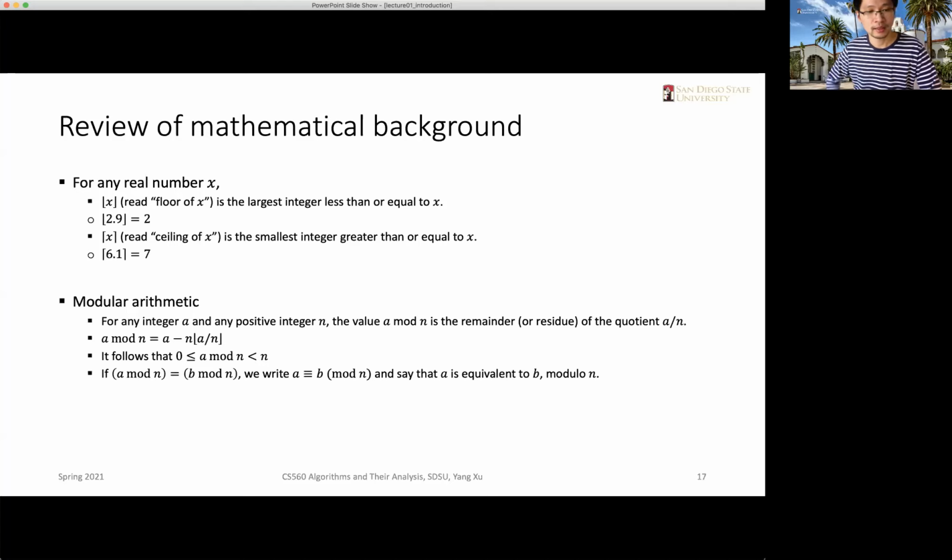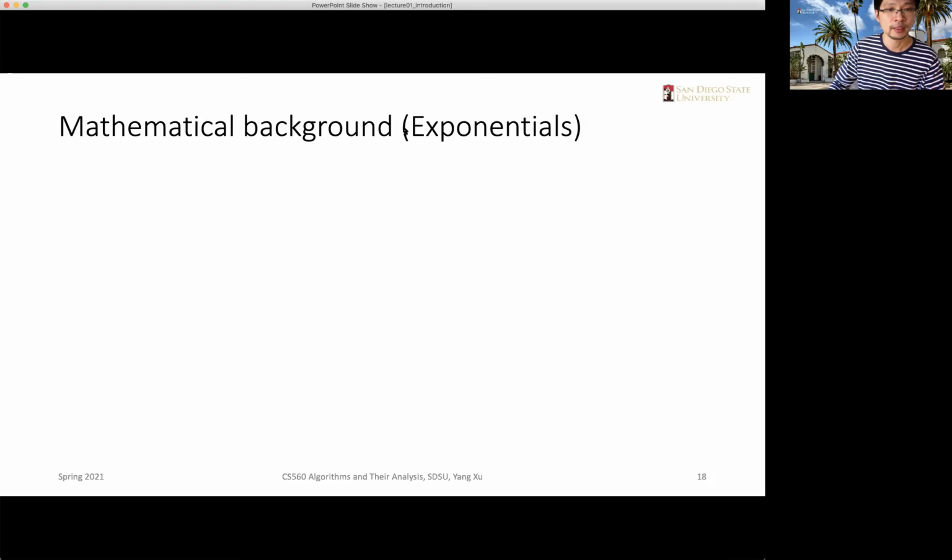This modular equality notation here means that a and b have the same remainder when they are divided by n. This is something that you want to know for now. We may have a chance to use it in some of the assignment questions.